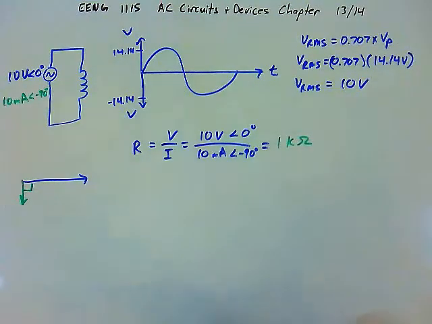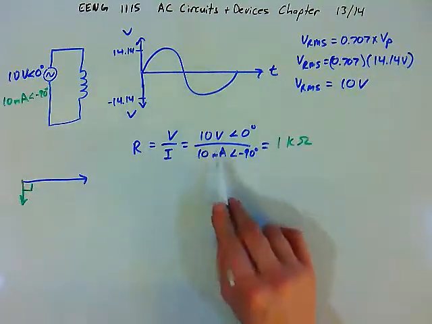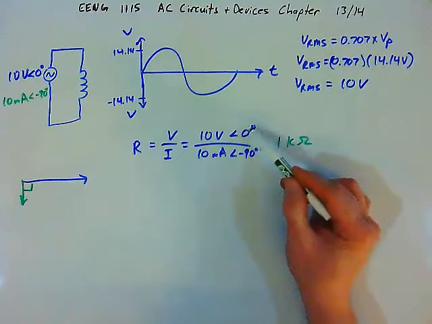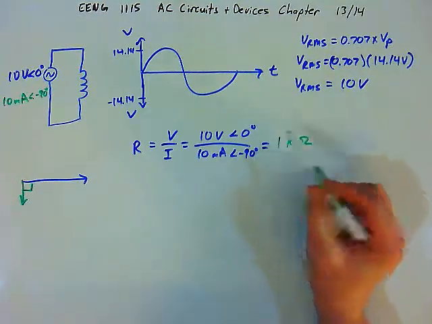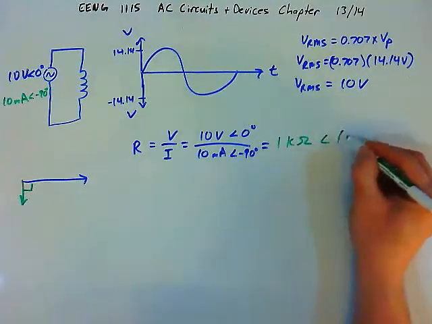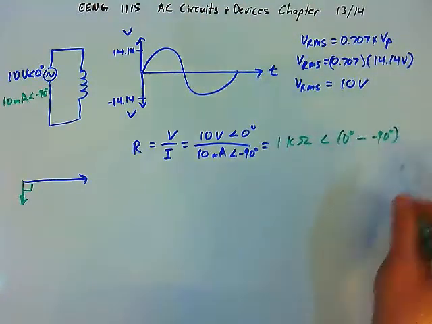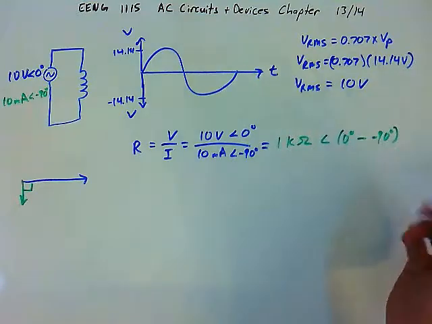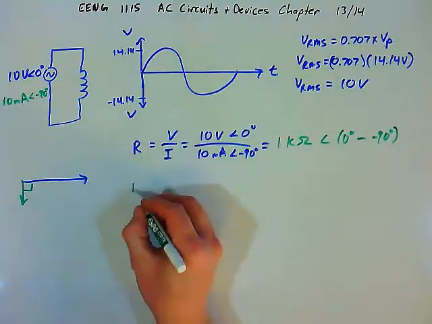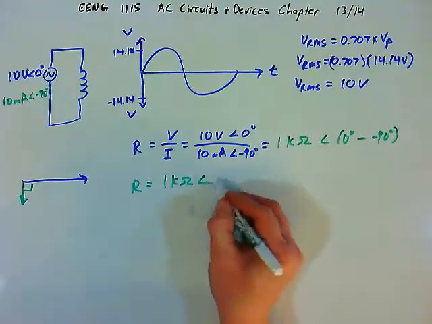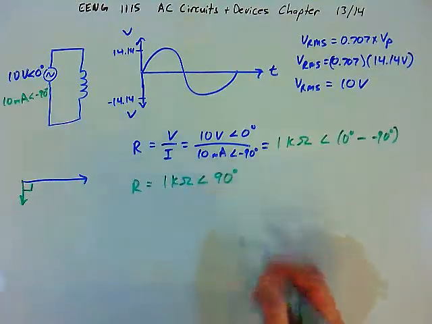It's going to be 1 kilo ohm. And when we divide vectors, we subtract the angles. So 0 minus a negative 90. The angle is going to be 0 degrees minus a negative 90 degrees. And so when we subtract a negative, we add positives. The resistance of the circuit is going to be 1 kilo ohm at an angle of positive 90 degrees.